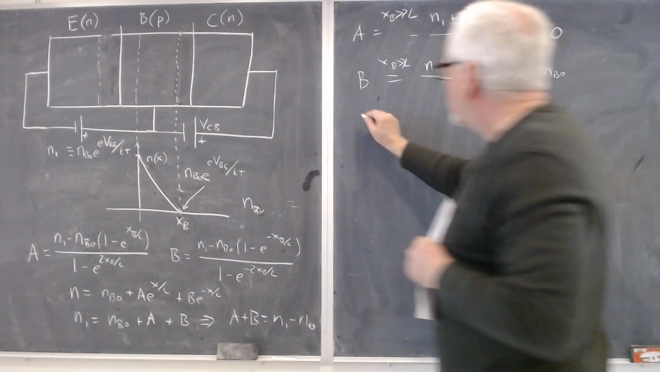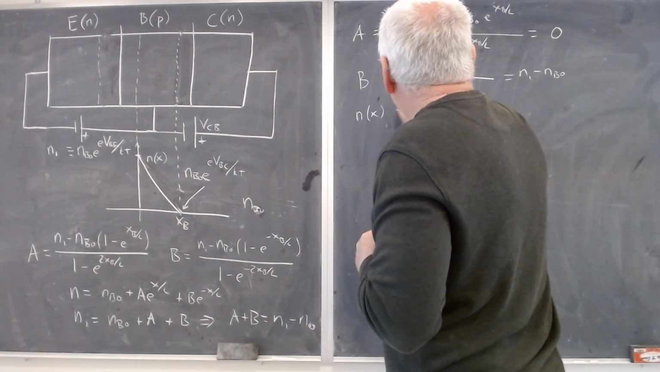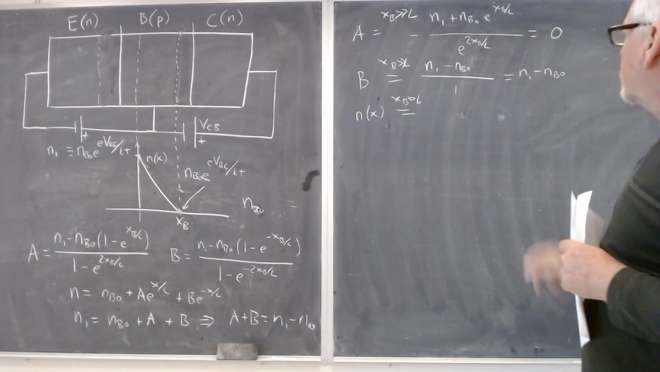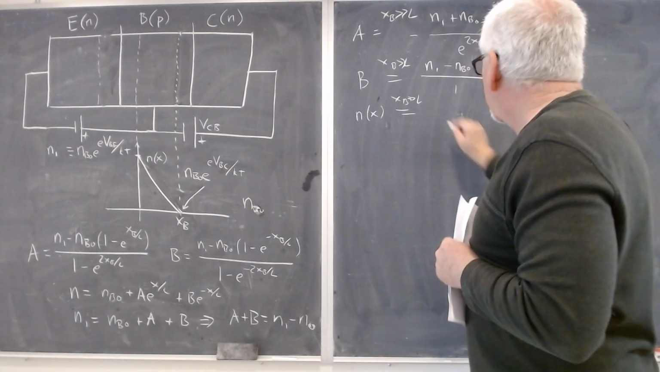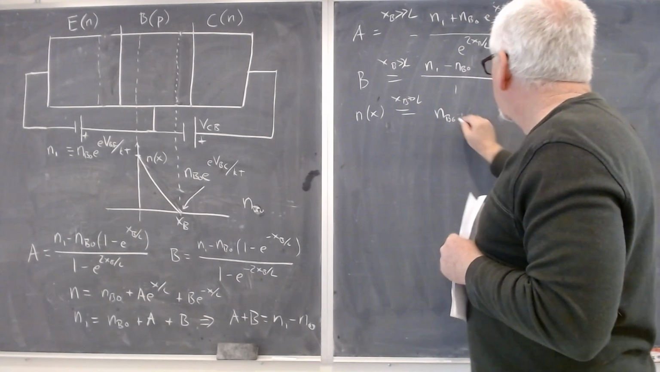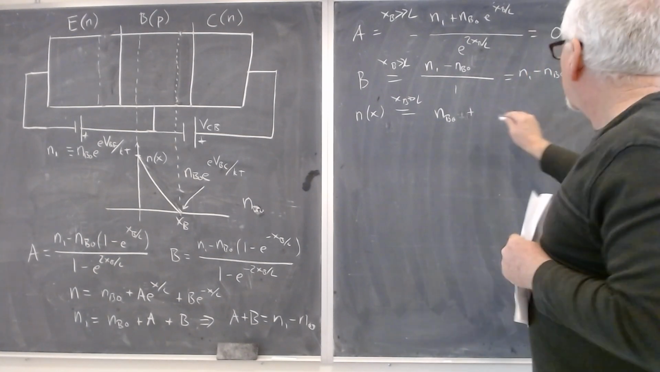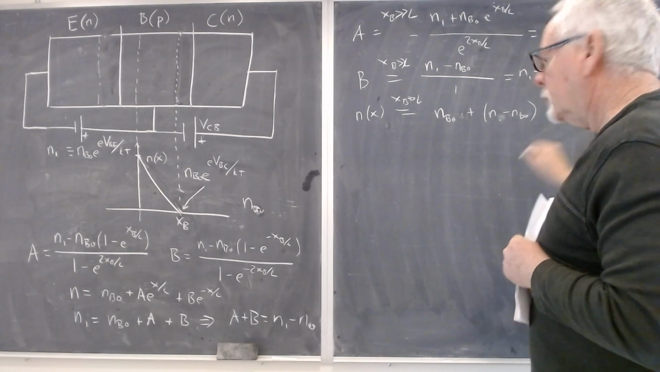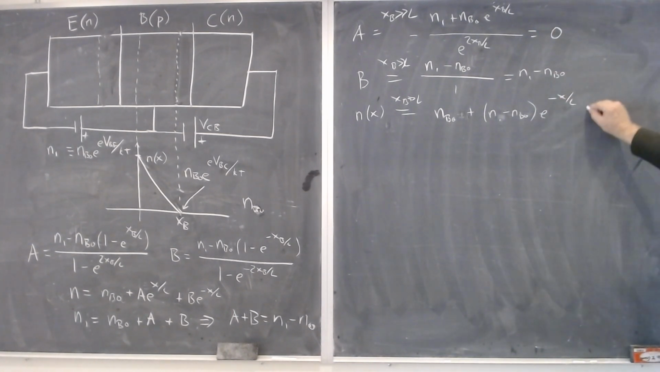And our solution then is n of x for xb much bigger than L becomes, okay, A is 0, so that one goes away. Where's our solution? Here. nb0 plus b times n1 minus nb0 e to the negative x over L. And this is our single junction solution.